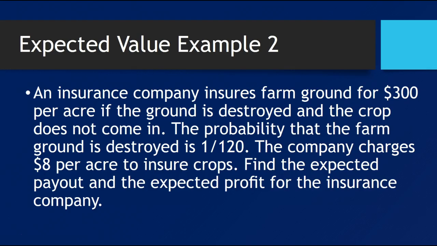Here it says an insurance company insures farm ground for $300 per acre if the ground is destroyed and the crop doesn't come in. The probability that the farm ground is destroyed is 1 in 120. The company charges $8 per acre to insure crops. Find the expected payout and the expected profit for the insurance company.